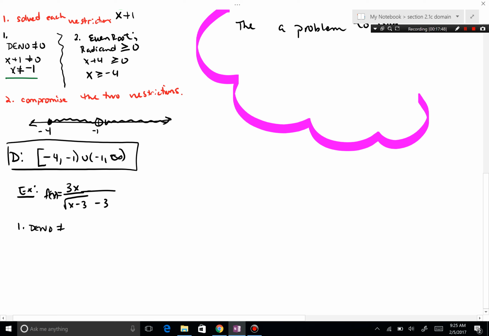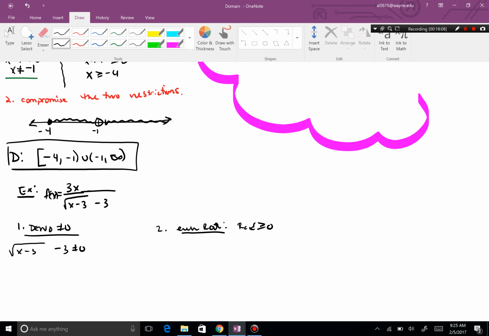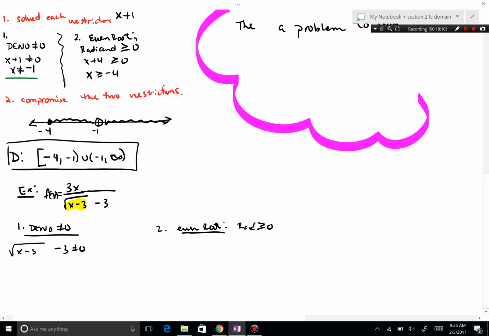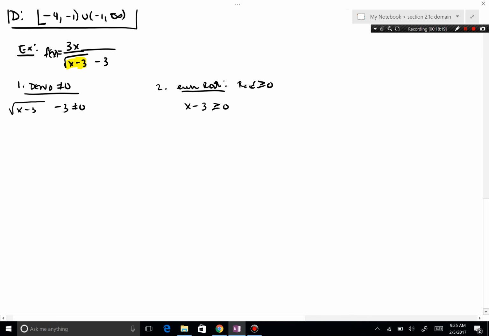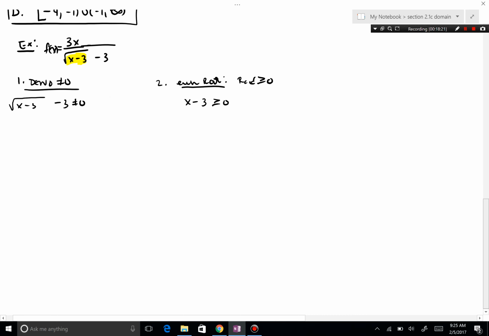Denominator cannot be equal to 0. So that means the entire denominator, which is this, cannot be equal to 0. And likewise, even roots. Notice the radicand must be greater than or equal to 0. What's the radicand here? Well, the radicand is just the stuff that's underneath the root. It's really that simple. Don't try to make things harder than what they are. Einstein said mathematics was around to make things easier, not more difficult.